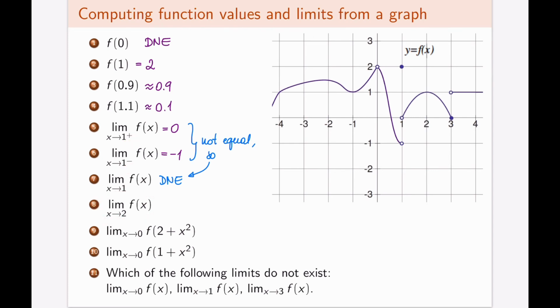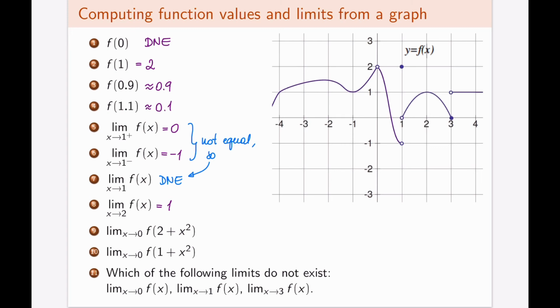What about the limit as x approaches 2? So we're looking at it right here. Well, as x approaches 2 from the left, my function approaches this height, or 1. As x approaches 2 from the right, my function still approaches this height of 1. So the limit as x approaches 2 is in fact going to be equal to 1.